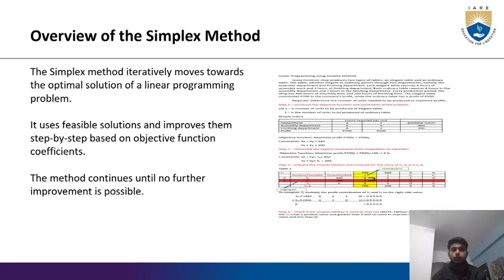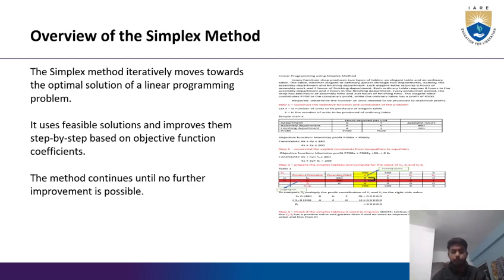Overview of the simplex method. The simplex method iteratively moves towards the optimal solution of a linear programming problem. It uses feasible solutions and improves them step by step based on the objective function coefficients. The method continues until no further improvement is possible.